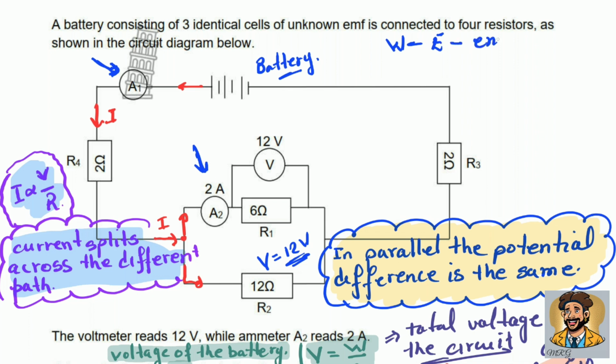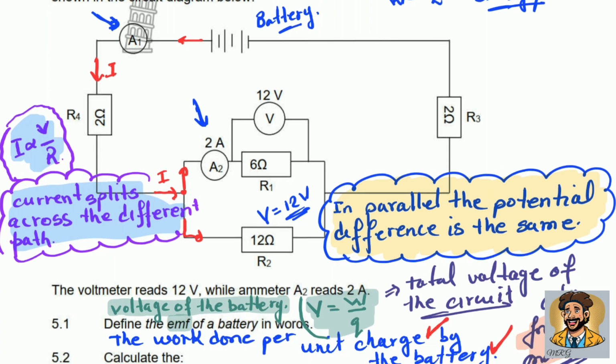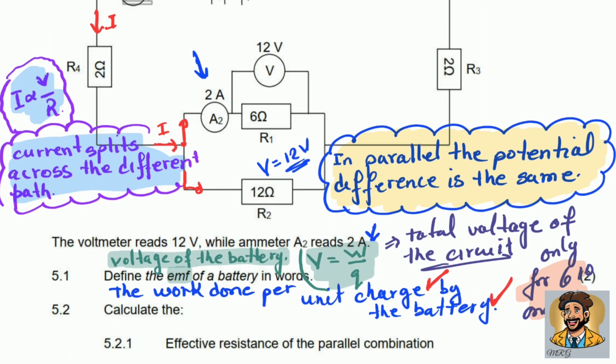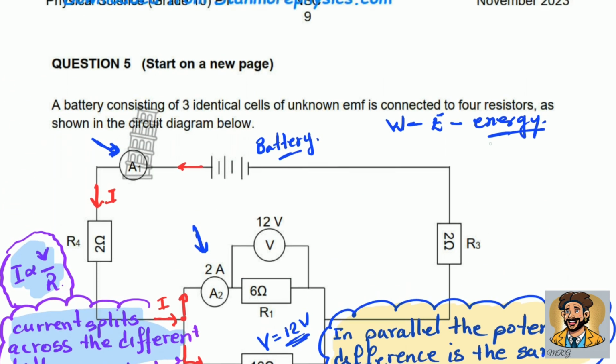This is energy. And in what formula do we have energy? Look here, guys. In the potential difference formula, there we have energy. So potential difference is equal to energy, which is W, divided by charge. That is the formula that can help us to calculate energy.